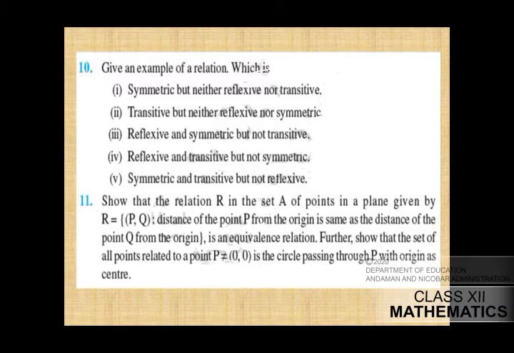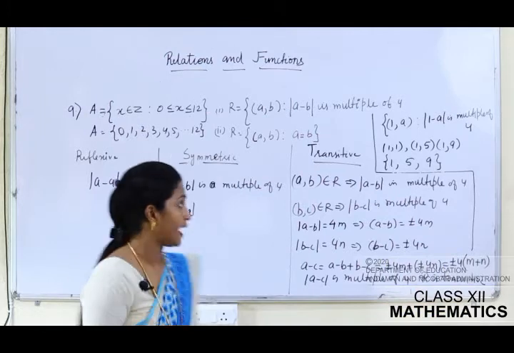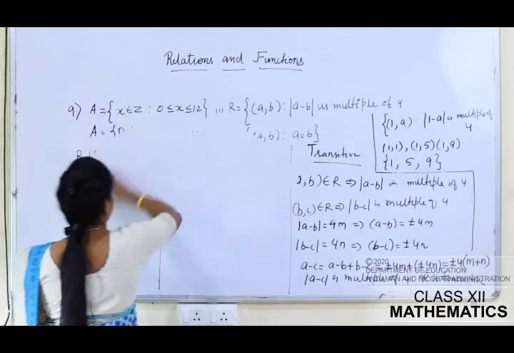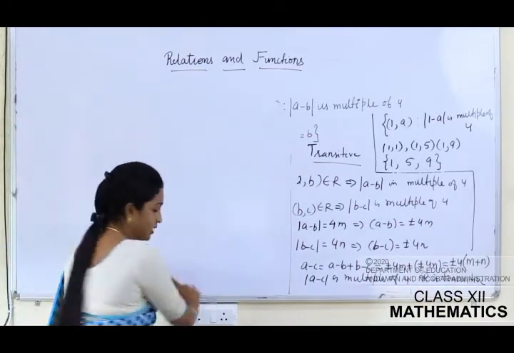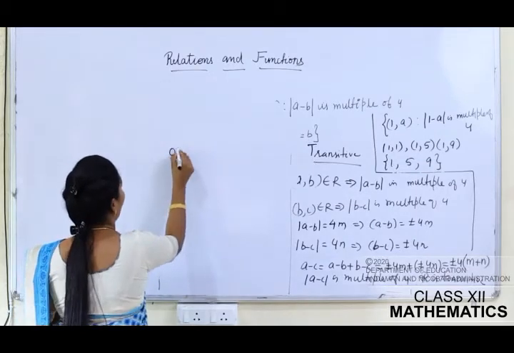Show that the relation R in the set A of points in a plane given by R equals (P, Q) such that the distance of the point P from the origin is the same as the distance of the point Q from the origin is an equivalence relation. Further show that the set of all points related to a point P not equal to (0, 0) is the circle passing through P with origin as the center. Now here the distance of P from the origin is the same as the distance of Q. मैं हिंट दे रही हूँ, आप देखिए. That means OP is equal to OQ.